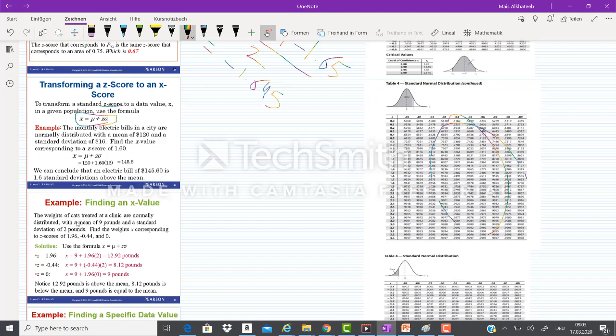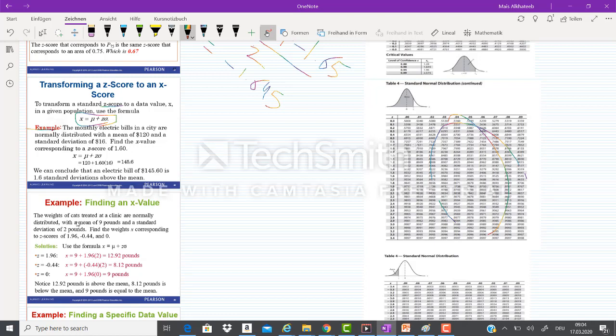X equals mu plus Z times sigma. Mu is 120, Z is 1.60, multiplied by 60. It will be 145.6. For example, then I will see the example again.